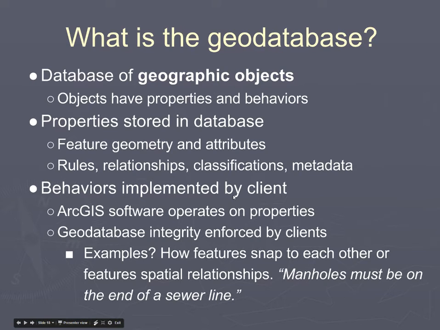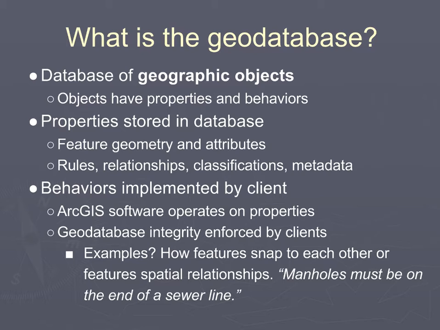Okay, so back to what a geodatabase is. We've said it's a place to store your attributes and your spatial data and your relationships between them. So it's a database of geographic objects, and objects have properties and objects have behaviors. The properties are stored in the database. They're things like feature geometry, whether it's a point, line, or a polygon, and different attribute fields. Things like rules, relationships, classifications, and metadata are all properties of the geographic objects that are stored in the database.